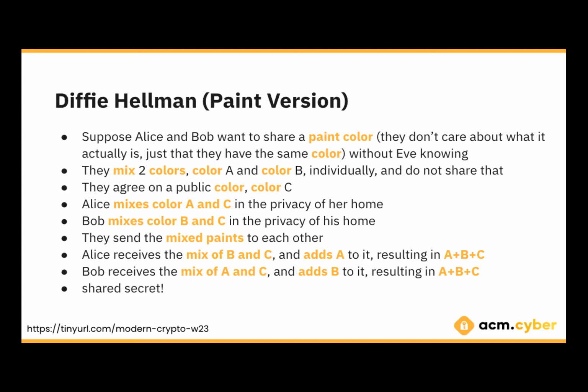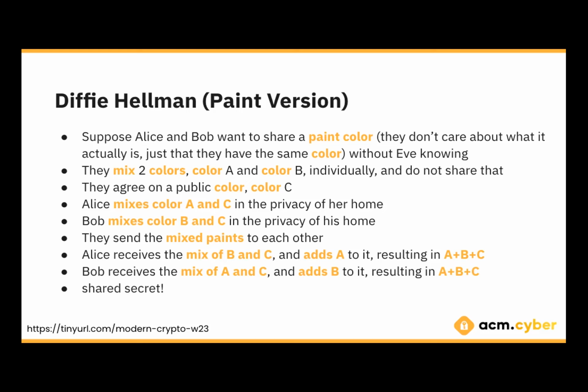So they mix two colors, color A and color B, individually, and they don't tell anyone that. They agree on a public color, color C. This is something they tell everyone: we're going to use color C. So Alice mixes color A and C in the same proportions in the privacy of her home. Bob mixes color B and C in the privacy of his home. And then they send it to each other. So Alice gets B and C. Bob gets A and C.